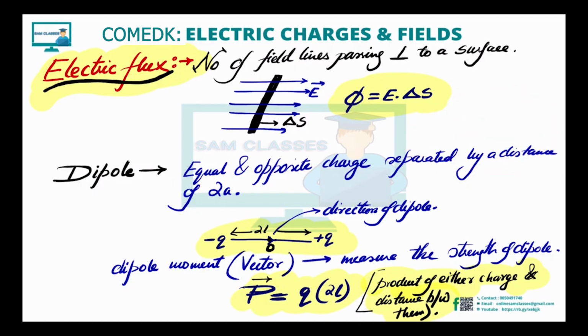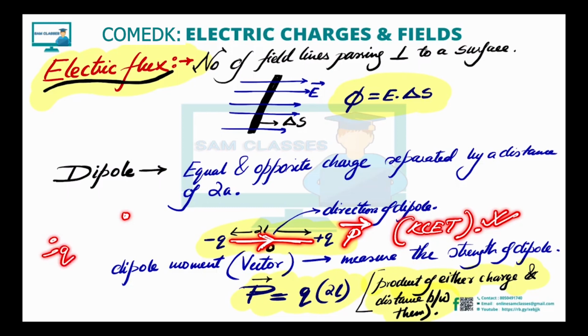Now, what is the direction of the dipole? Always the dipole is from negative to positive, from the negative charge to the positive charge. So this is the direction of the dipole. Very important, students, especially for the KCET part. So always remember, the dipole direction is from the negative, going towards the positive.